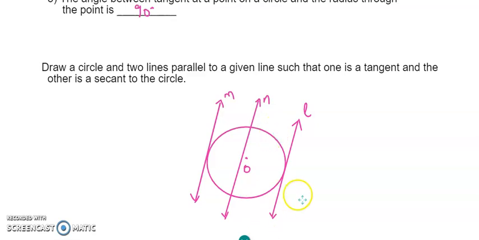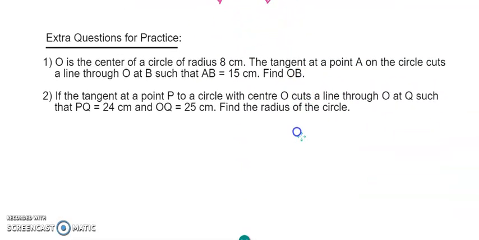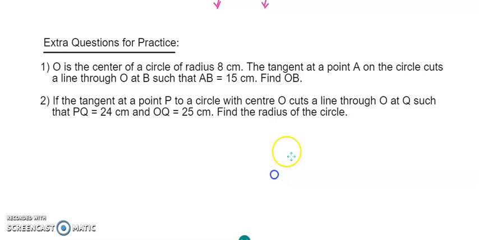Clear? I've taken some questions for your practice where you have to simply apply the Pythagoras theorem. So again, what does a tangent mean? A tangent is a line which touches the circle at one and only one point. And what is the theorem we did? The radius of the circle is perpendicular to the tangent at the point of contact, or the tangent is perpendicular to the radius of the circle at the point of contact. Hope this is clear. Thank you.